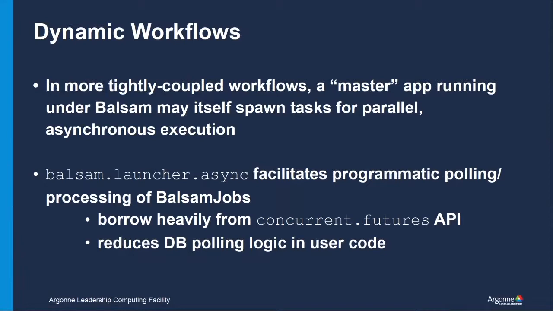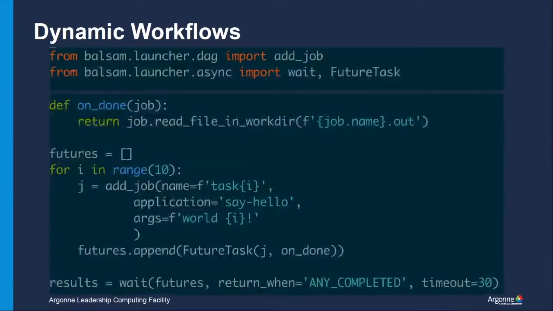So this is where maybe a more tightly coupled approach makes sense, as you would see with a dedicated workflow scripting language. But with Balsam, we provide some modules. For instance, the async module provides some constructs that look a lot like the futures that you find in the Python standard library. And this abstracts the need to poll the database repeatedly in a job that is monitoring other jobs.